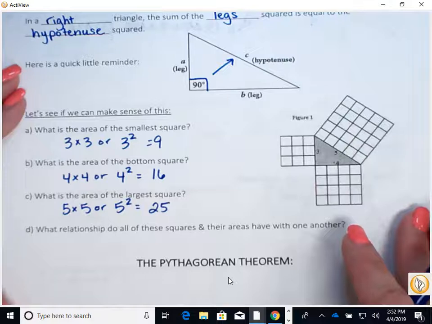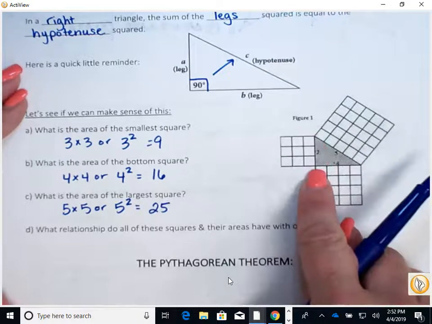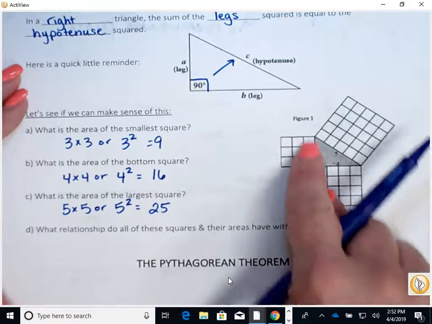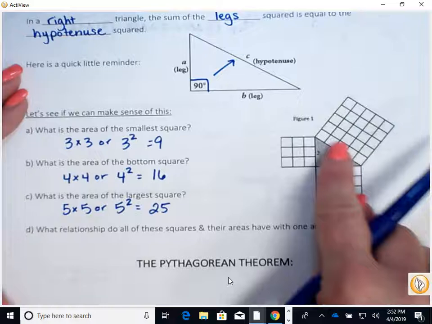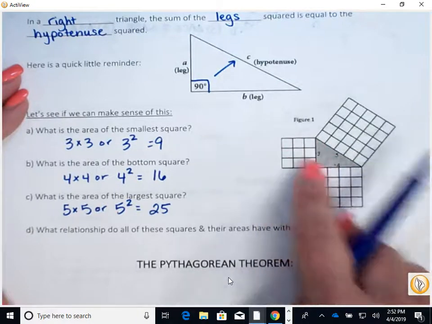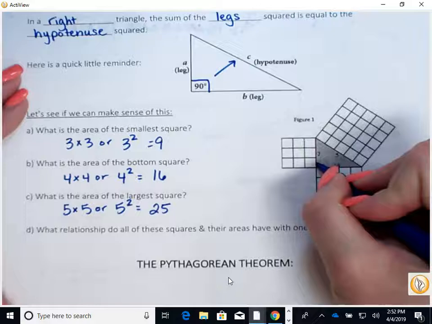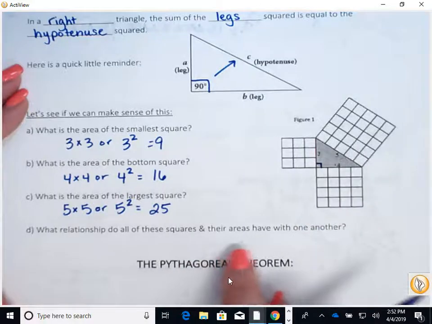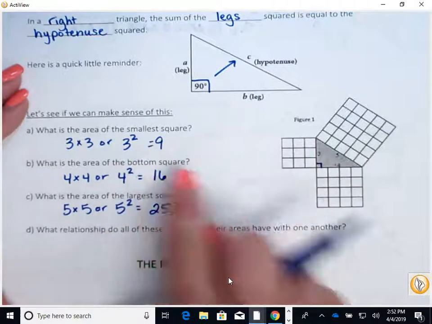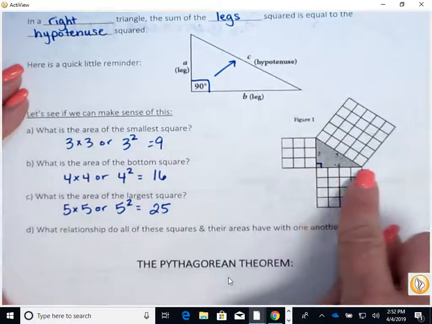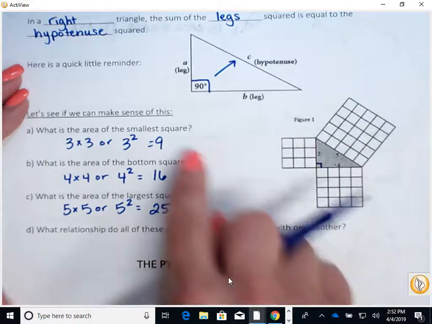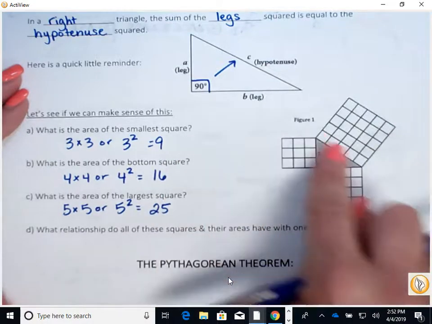And what you'll notice is, if I have a triangle that has a side of 3, a side of 4, and a side of 5, then the squares of those numbers add up to equal each other. And this is a right angle, by the way. So 3 squared, this one, plus 4 squared, this one, if I add those up, I get 25, which is this one squared.